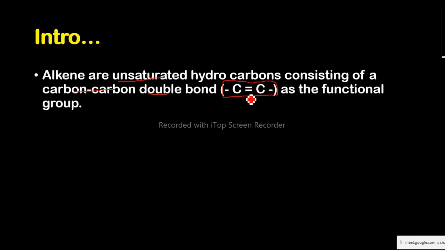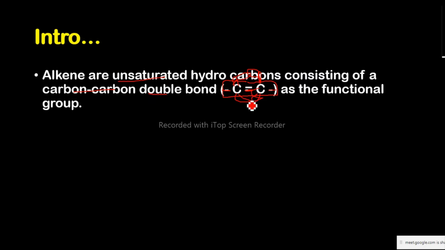But with this, the carbon is sp2 hybridized. And so it uses 3 of the hybridized orbitals to form the 3 sigma bonds: one with the other carbon, another with a hydrogen, and another with another hydrogen. And so it leaves the empty p orbitals on each of the carbons. These can overlap with each other to form what we call the pi bond. And so this pi bond is what results in the double bond that you see.